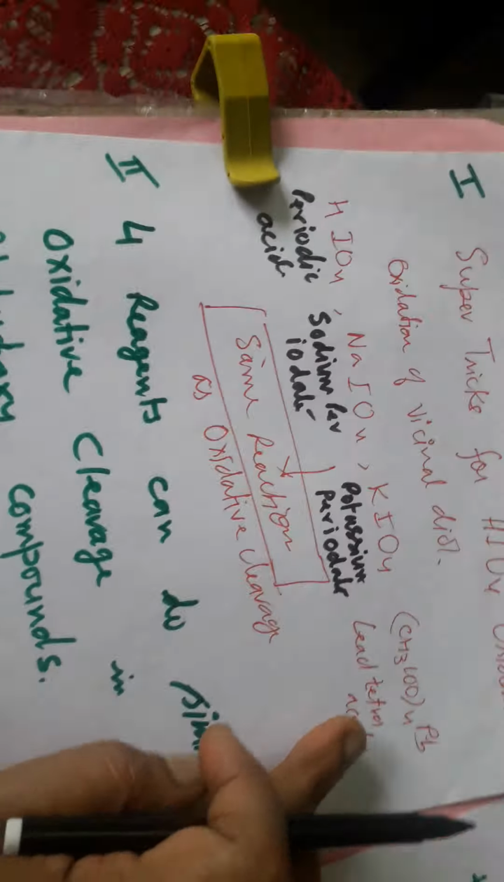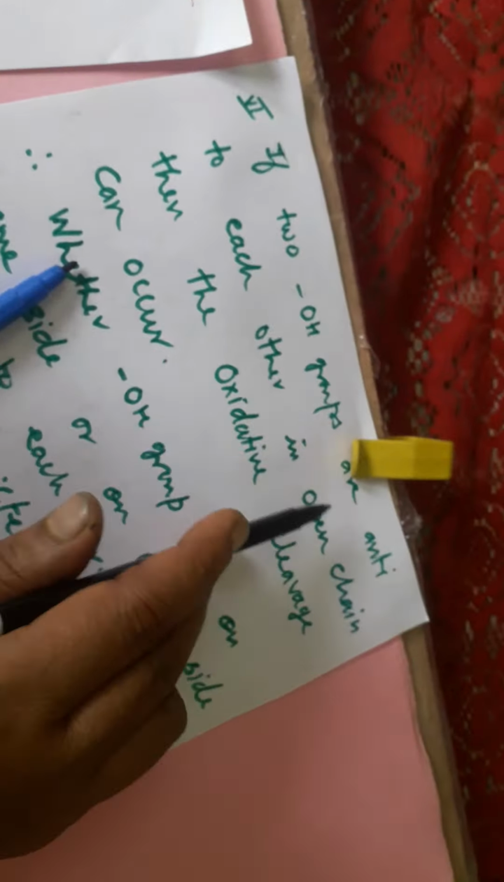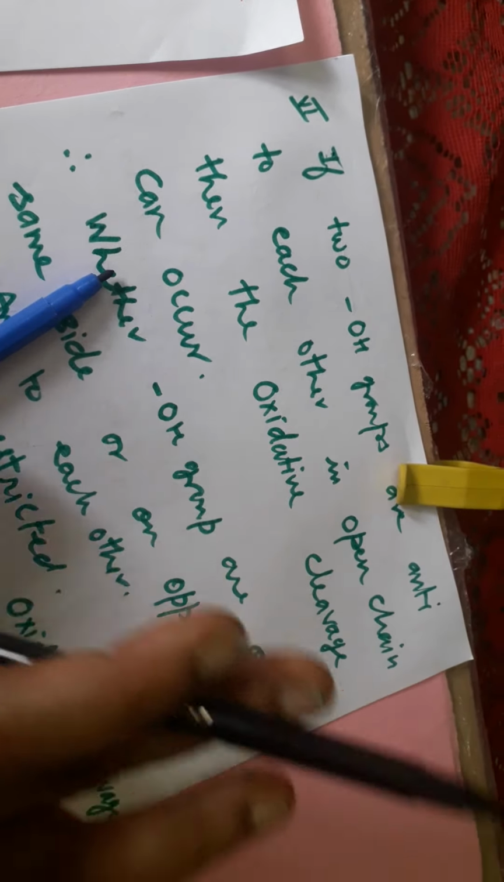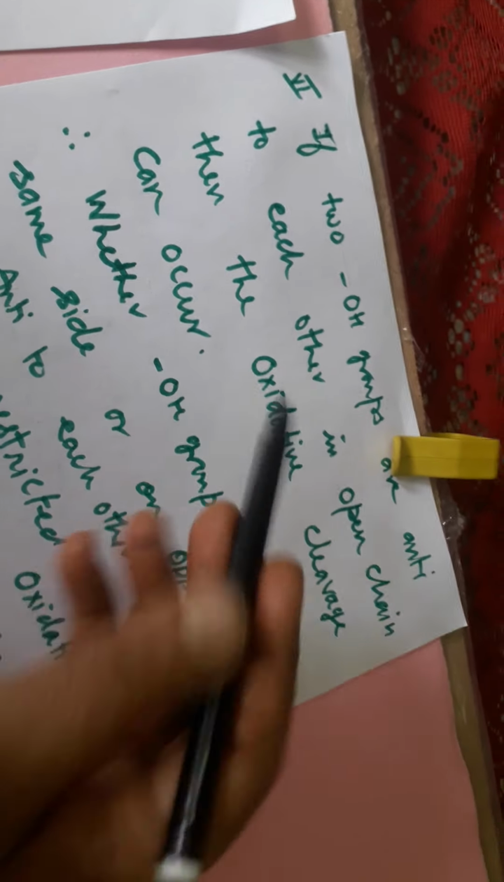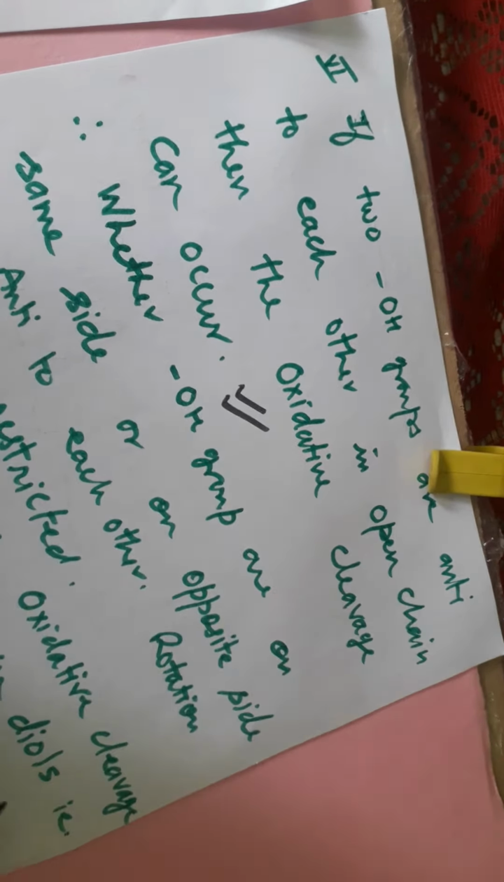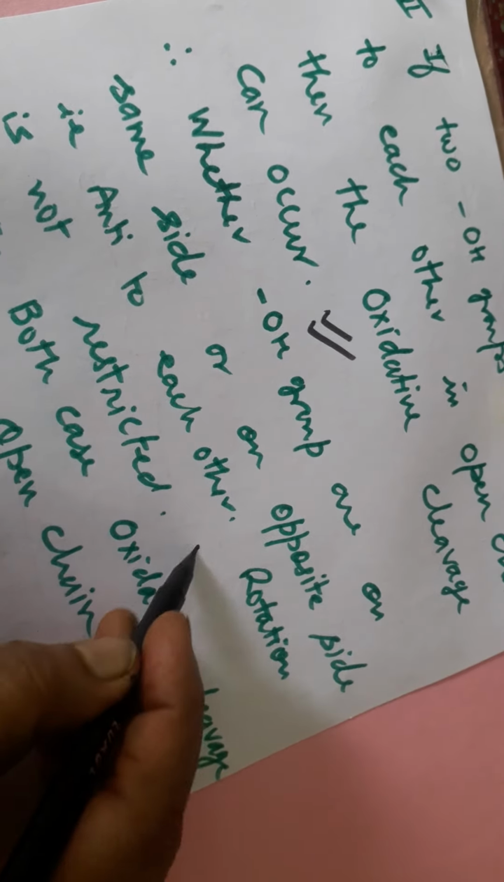We are discussing especially the vicinal diols, and those diols which are on the same side will give you oxidative cleavage. When the OH groups are anti to each other, although they are vicinal, there will be no reaction. Here I have written that if two OH groups are anti to each other in open chain, then oxidative cleavage can occur. Now we are comparing. If it is cyclic, there will be no reaction. If it is open chain, the reaction will occur, whether the OH groups are on the same side or the opposite side, because there is no restricted rotation.